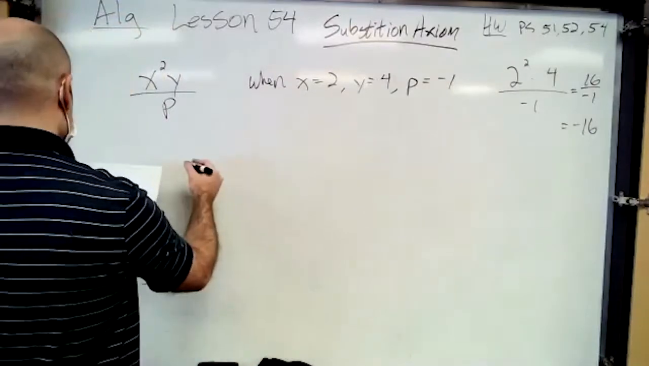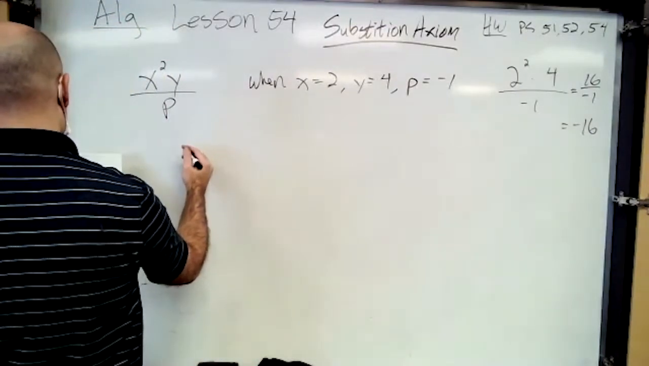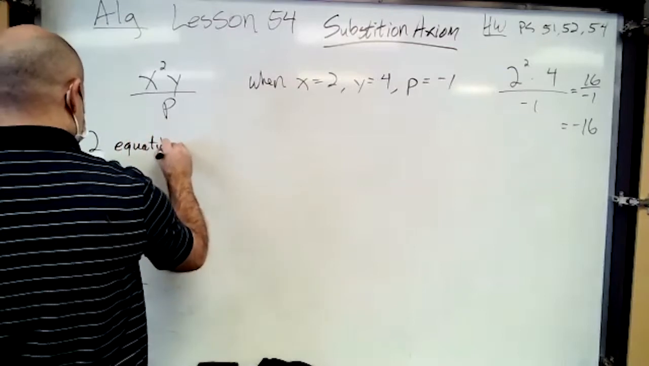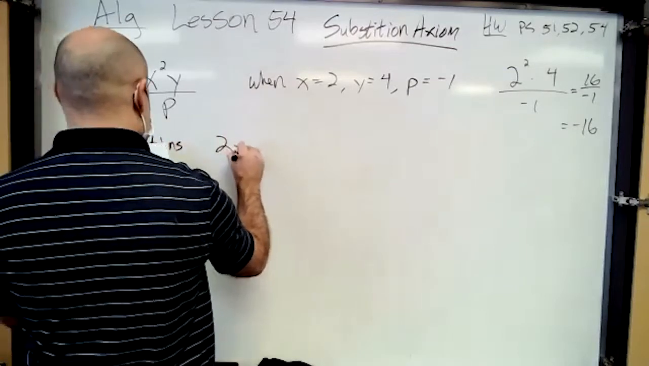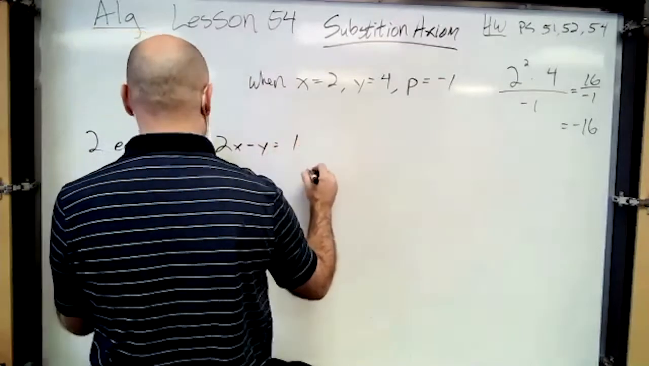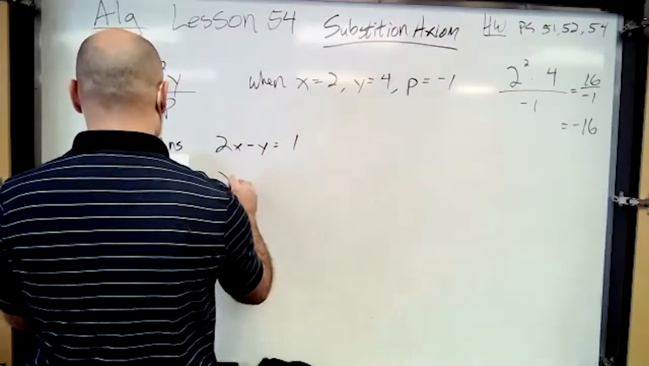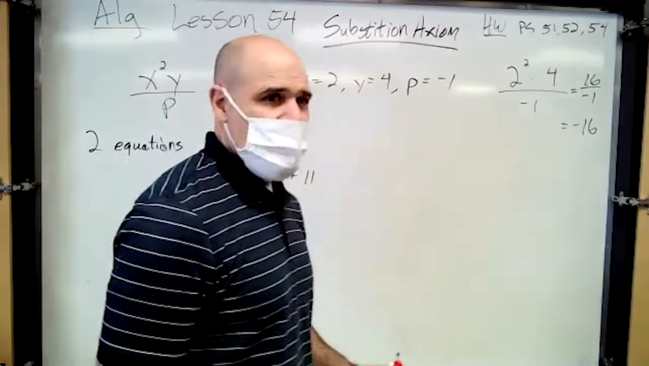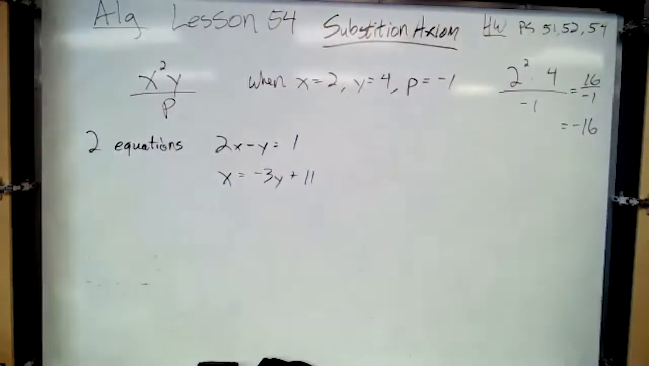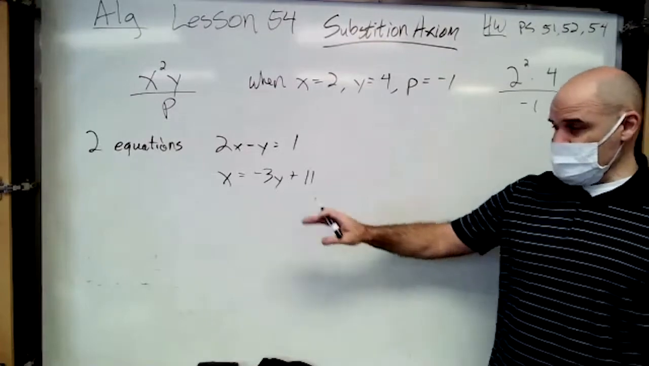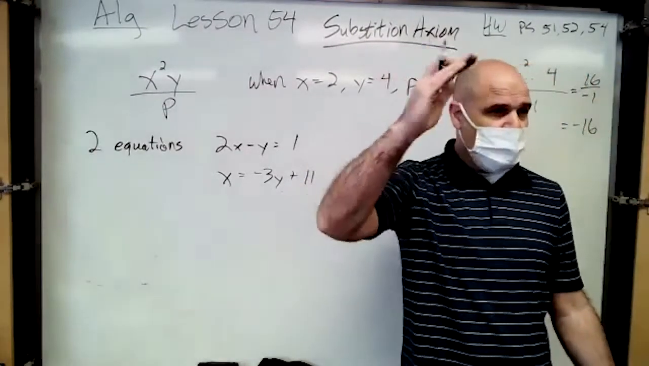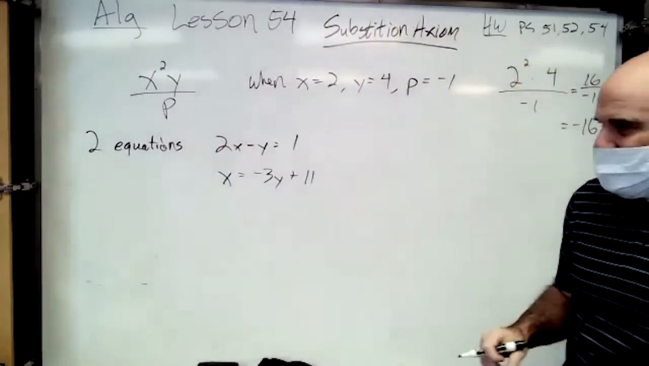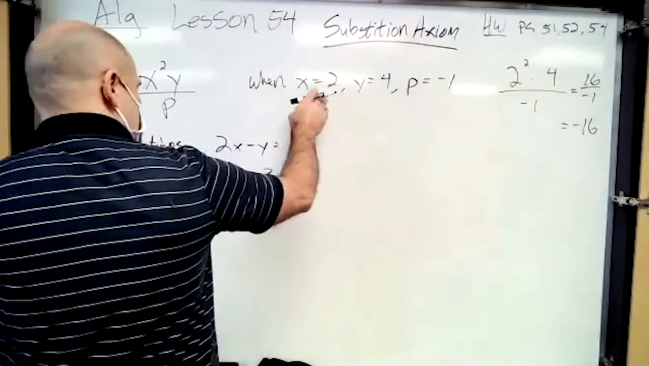All right. So if you have 2 equations that are separate from each other, for example, 2x minus y equals 1, and then you've got x equals -3y plus 11. So these are linear equations. If I were to graph these 2 equations, they would be straight lines. Remember doing that?